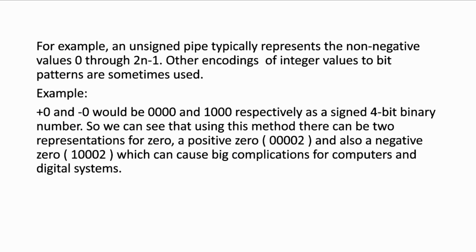For example, positive 0 and negative 0: positive 0 is 0000 and negative 0 is 1000, respectively, as a signed 4-bit binary number. So we can see that using this method, there can be two representations for 0. A positive 0 is 0000 and also a negative 0 is equal to 1000, which can be a complication for computers and digital systems.